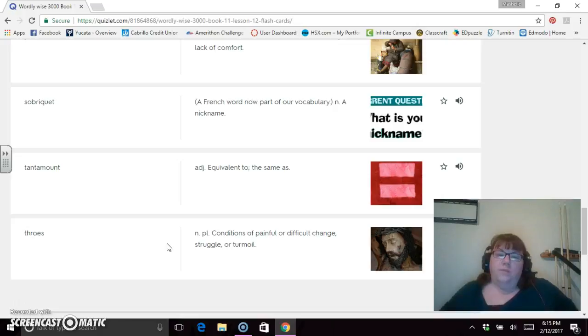The last one for this week. It's a noun, and it's always in the plural form. It's conditions of painful or difficult change, struggle, or turmoil. The picture here goes with this idea of Jesus being crucified, and during this time he was definitely going through a difficult change. He was struggling, he was in turmoil, and it was very painful for him to actually go through this. So if someone's in throes, they actually have this painful, difficult aspect to have to deal with within their life, whether it be a death in the family, whether it be a disability that they have to deal with, but it's definitely that idea that it's a difficult aspect of their life to have to deal with.